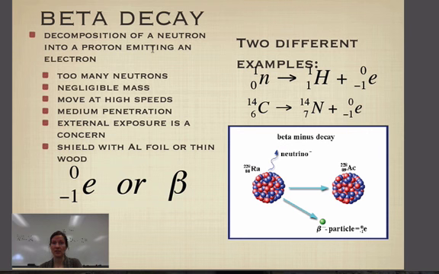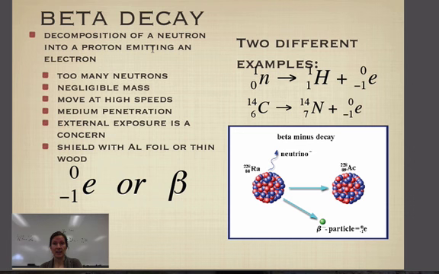The particle itself is very tiny, has no mass. It moves at fairly high speeds because we're talking about just an electron moving. So its ability to do damage, it has something that we call medium penetration. You can shield it with a thick sheet of lead, aluminum foil. A couple layers of aluminum foil can actually protect you from any kind of beta radiation, but it can actually get through a little bit of your skin.